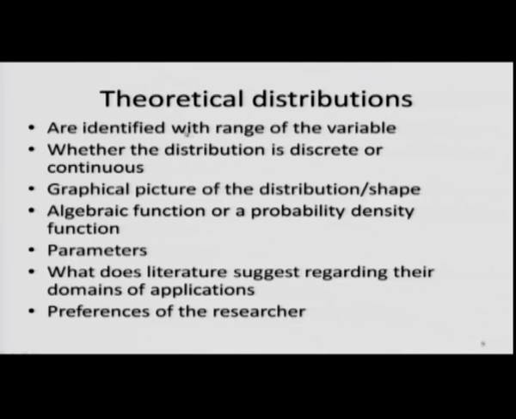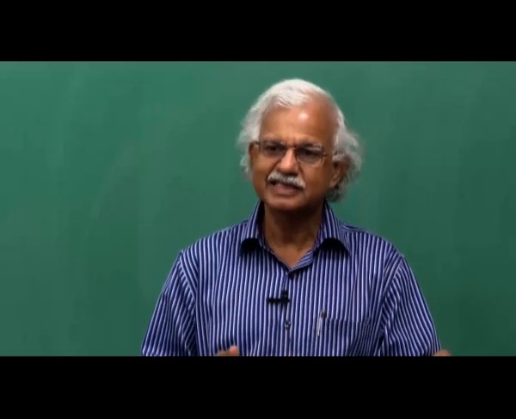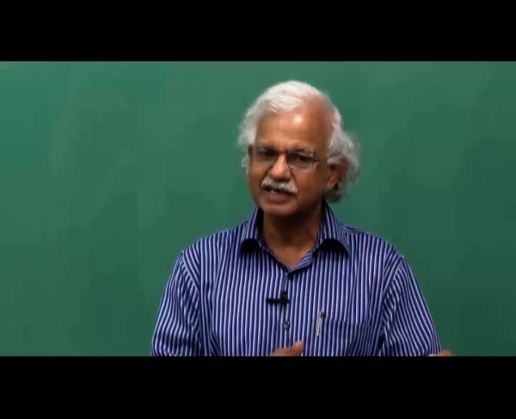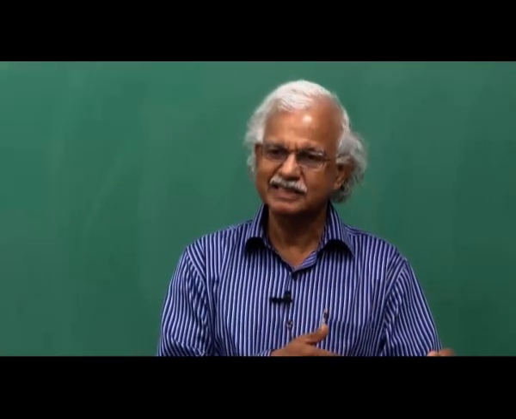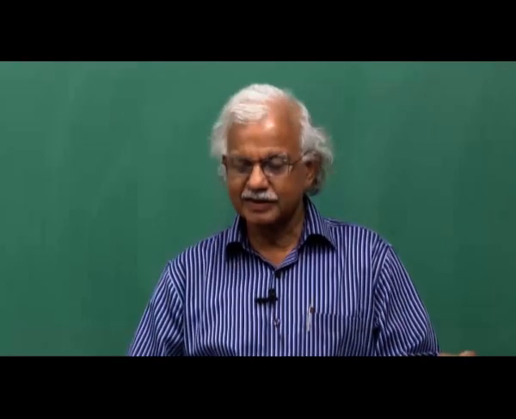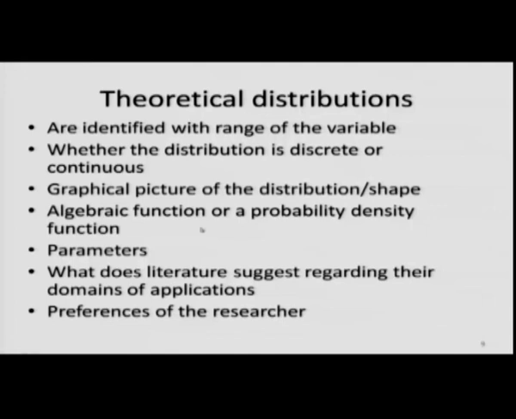Now, theoretical distributions are identified with a number of considerations such as range of the variable, whether the distribution is discrete or continuous, graphical picture of the distribution or shape. Different distributions have different shapes. A normal distribution has a very different shape from, say, negative exponential distribution. Negative exponential distribution starts from a peak, from mode, and then the value constantly declines. But in normal distribution, values start from minus infinity and probabilities or frequencies rise as the value of the variable increases, reach a peak and then start declining.